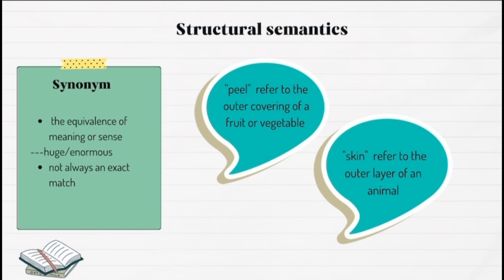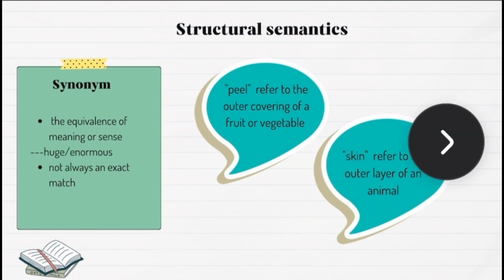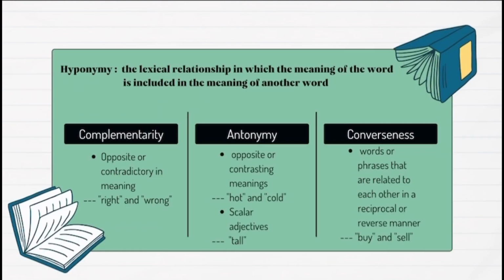For example, the word peel can refer to the outer covering of a fruit or vegetable. And the word skin can also have two meanings, and it can refer to the outer layer of an animal. Hyponym: the lexical relationship in which the meaning of a word is included in the meaning of another word.